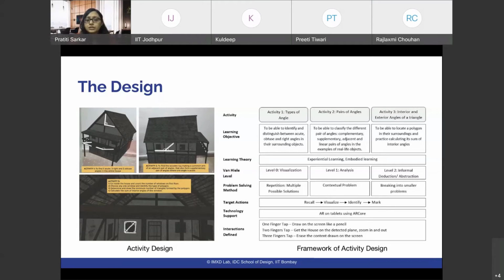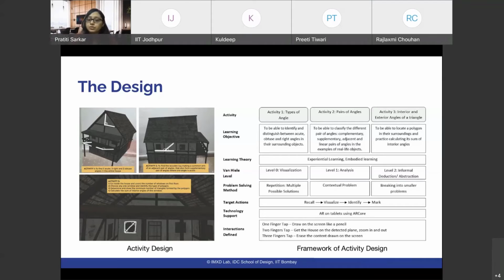So the interactions that we defined in this process involved, firstly, a one finger tap with which they could draw lines or angles on the 3D house. Then with the two finger tap, they could zoom in and zoom out. We tried to keep it the way it's actually being used nowadays on phones.